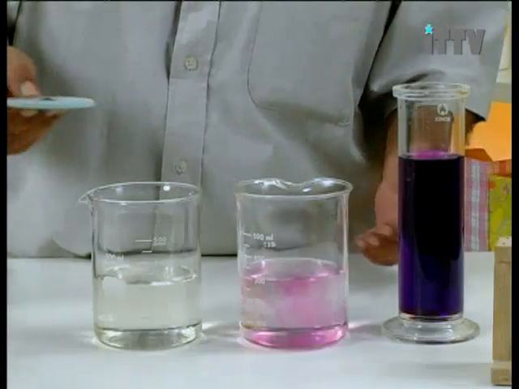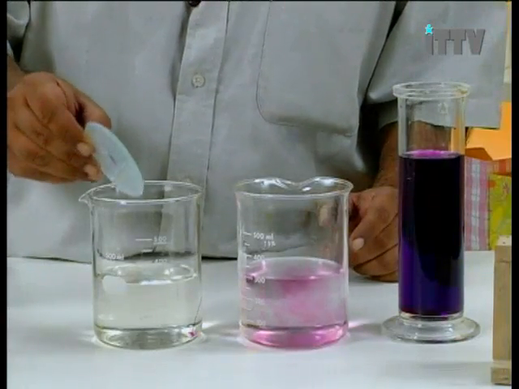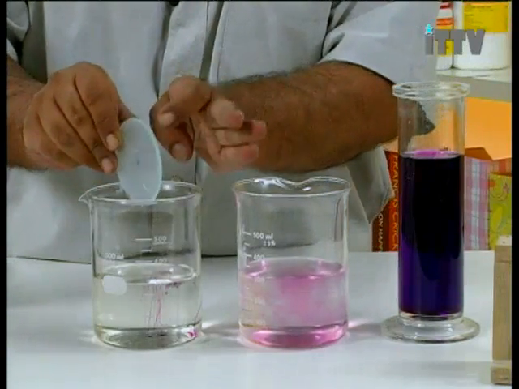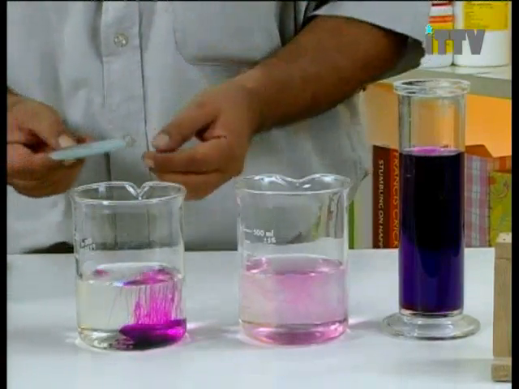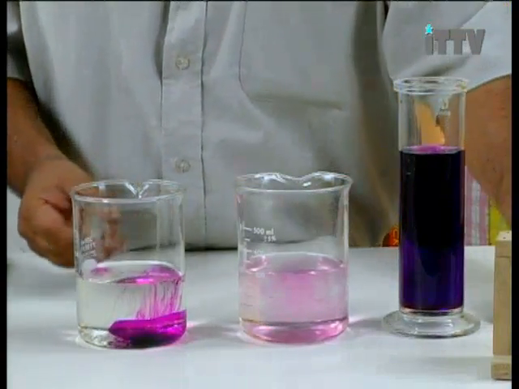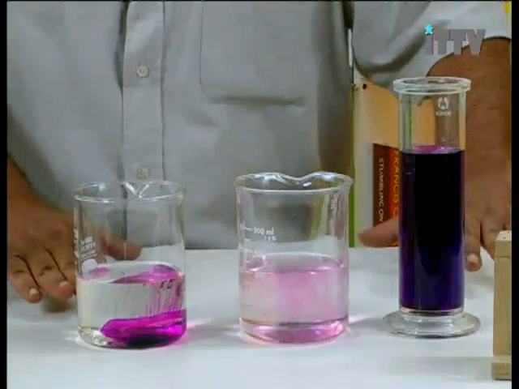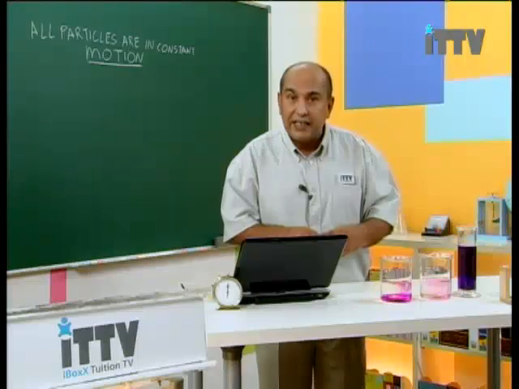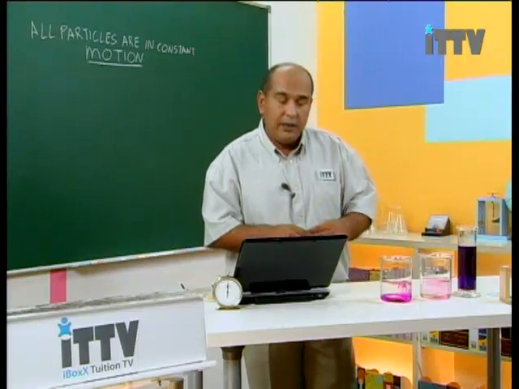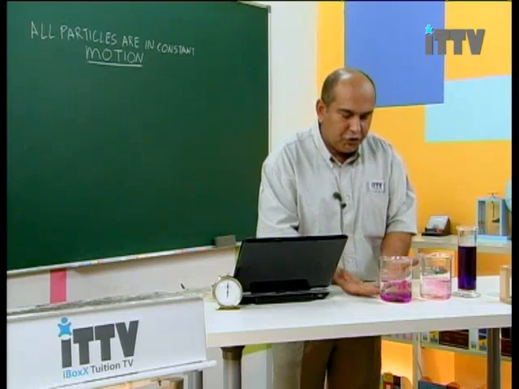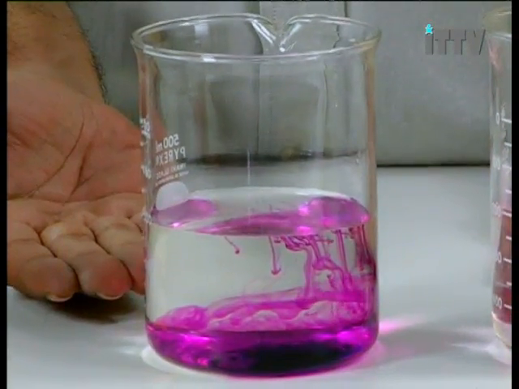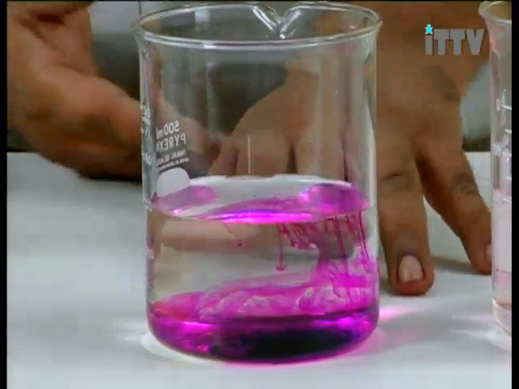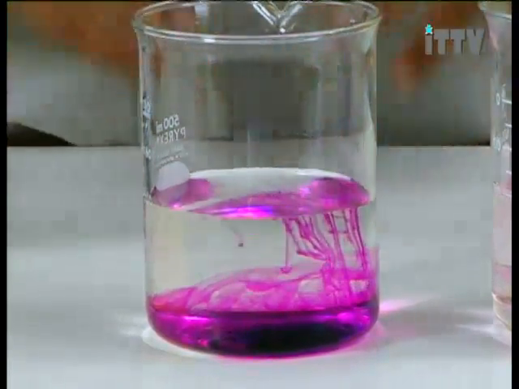So we'll just take a bit of this and drop it in here, like that. Wonderful, isn't it? You can look at that purple color. Firstly, you'll notice that the purple color has dropped to the bottom. That's because solid is slightly denser than liquid, so it's dropped to the bottom, and then slowly it is spreading out through the bottom. It'll take much longer for the water inside here to turn purple.